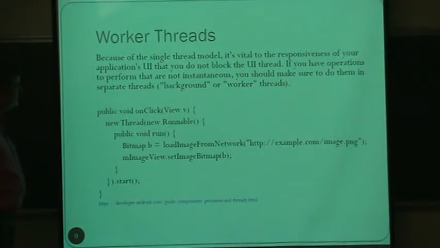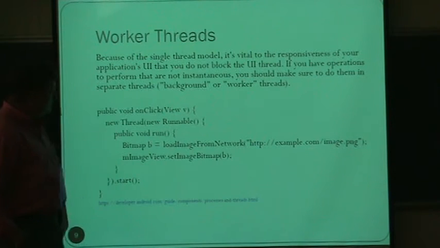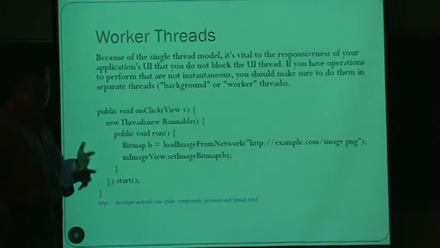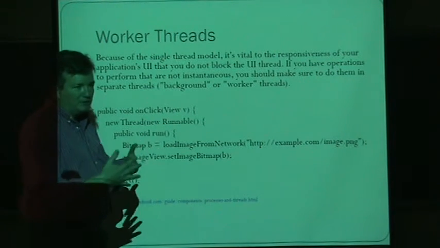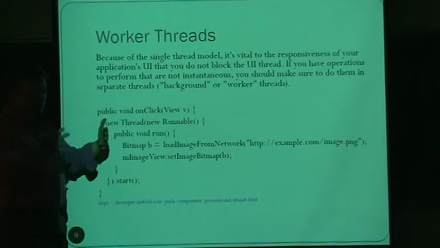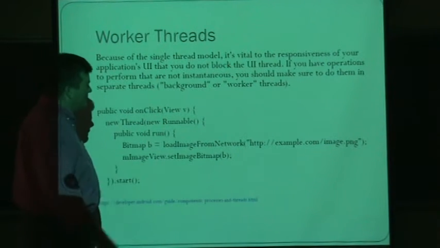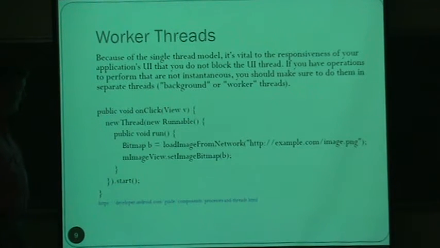But anyway, because of the single thread, we have what we call worker threads. Because of the single thread model of Android, it's vital that the responsiveness of the user interface for your applications does not block on any thread. So one of the reasons they're very restrictive about threads is they don't want threads to go into a deadlock. If you remember, we talked about processes going into a deadlock. One thread's waiting for a resource that the other one holds, the other one's waiting for a resource the first one holds, and we have a deadlock. The phone can't detect that a process is in a deadlock.